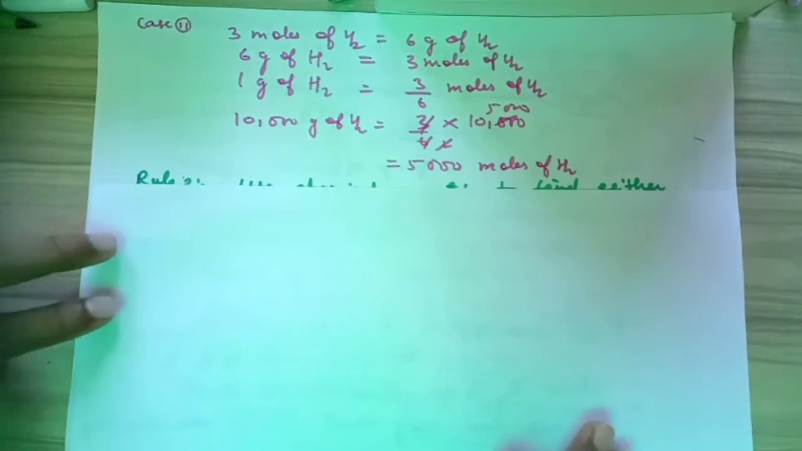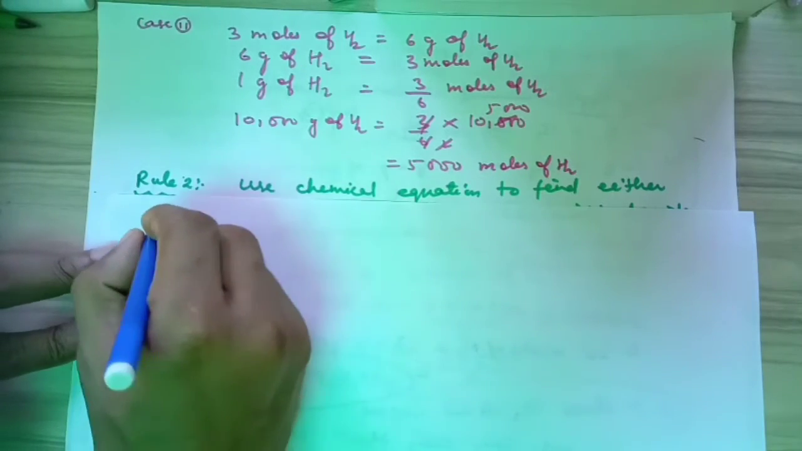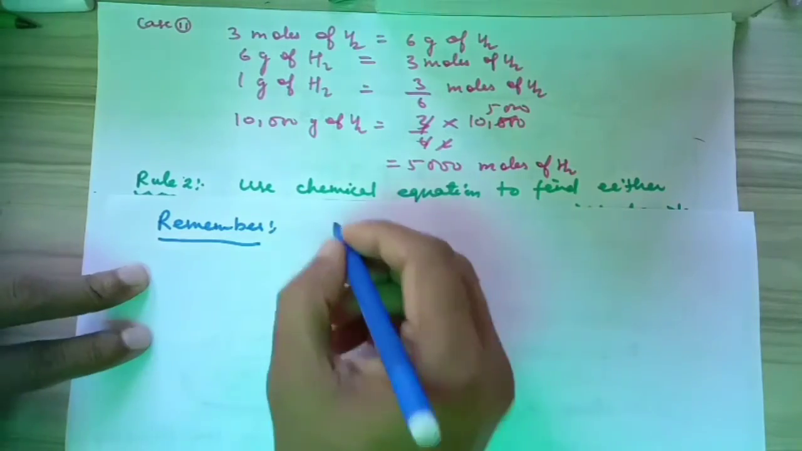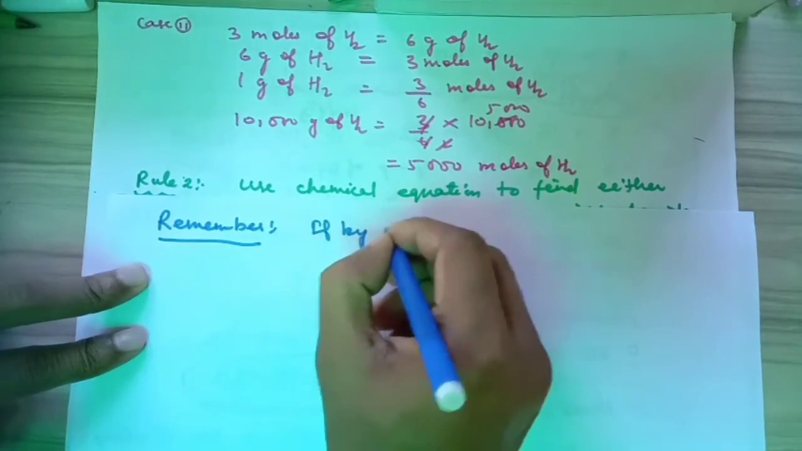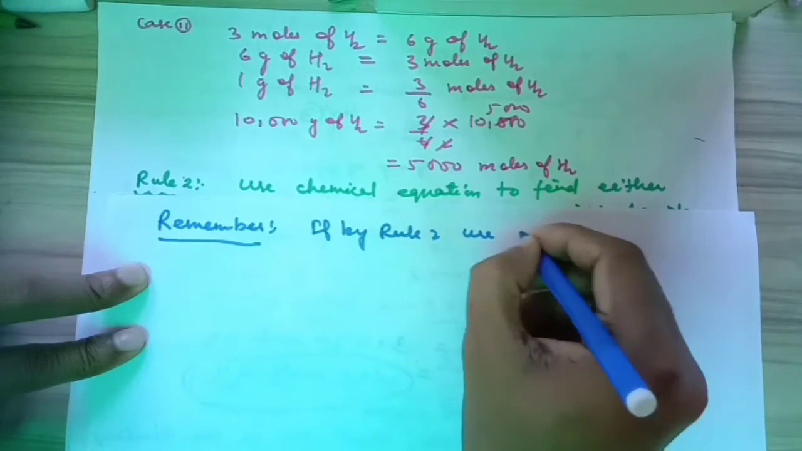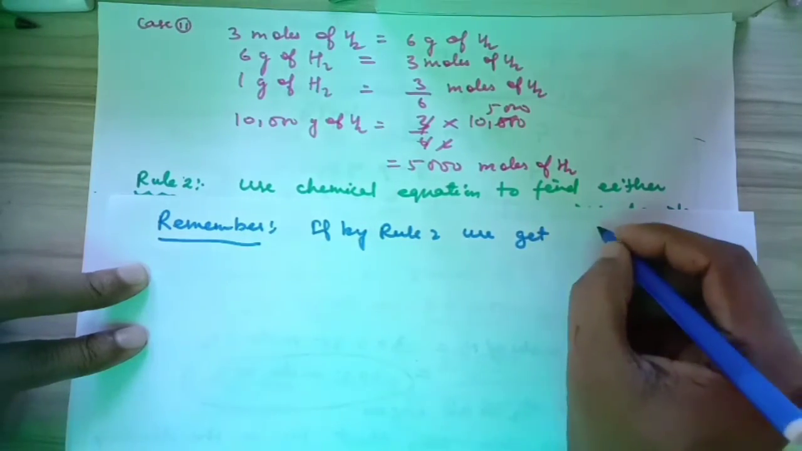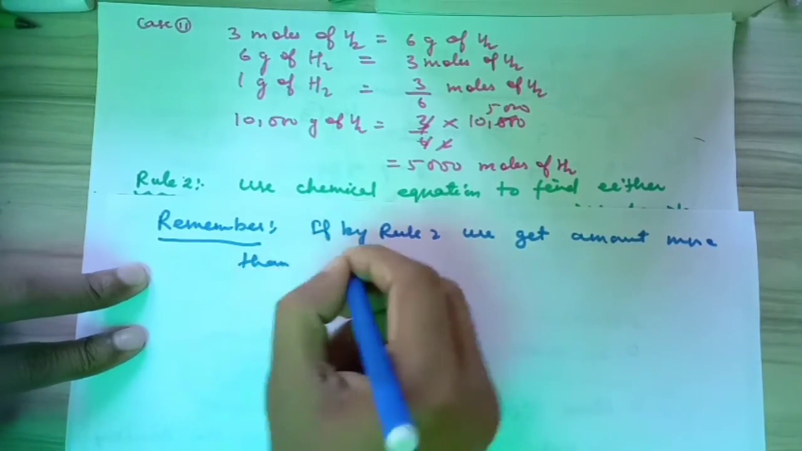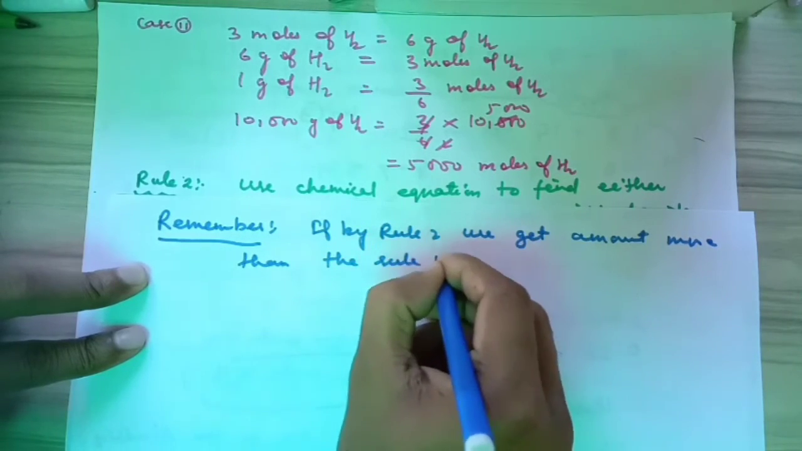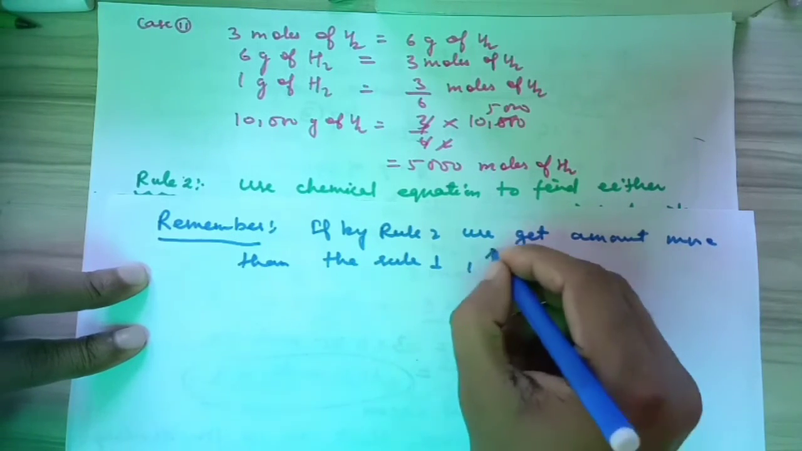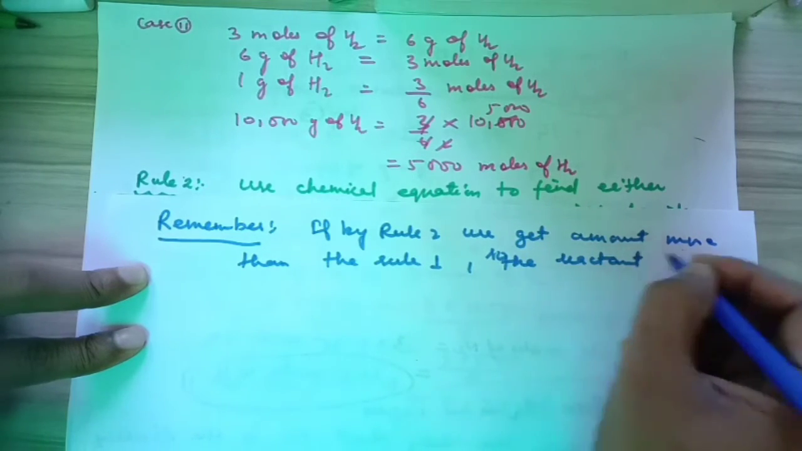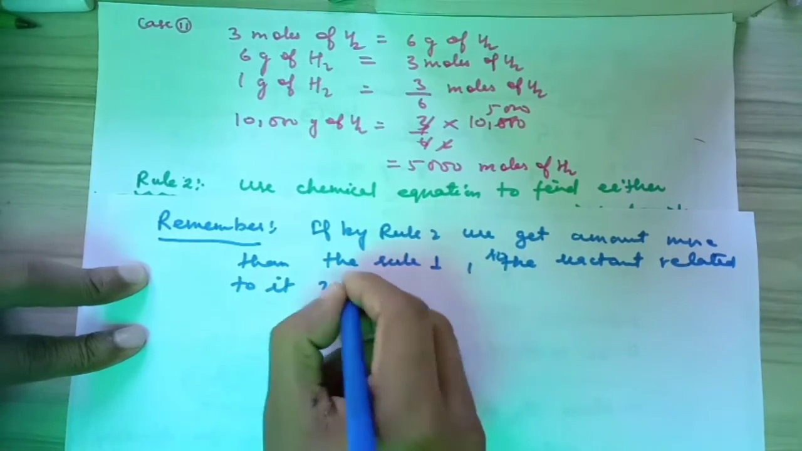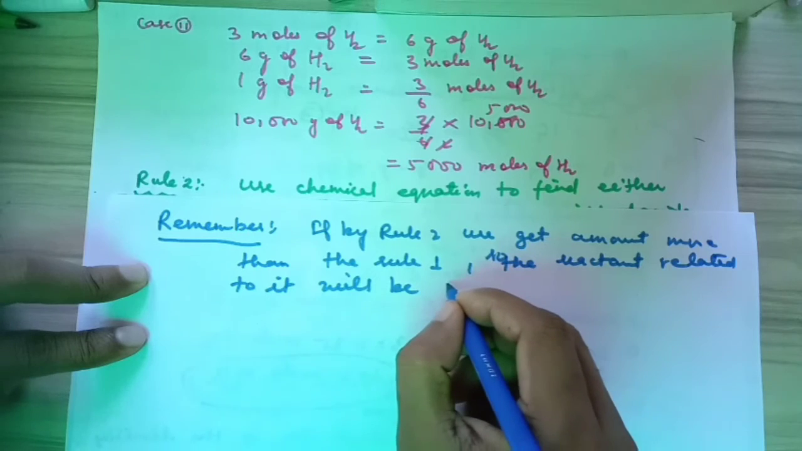So just remember, if by rule 2 we get an amount more than by rule 1, then the reactant related to it will be the limiting reagent.